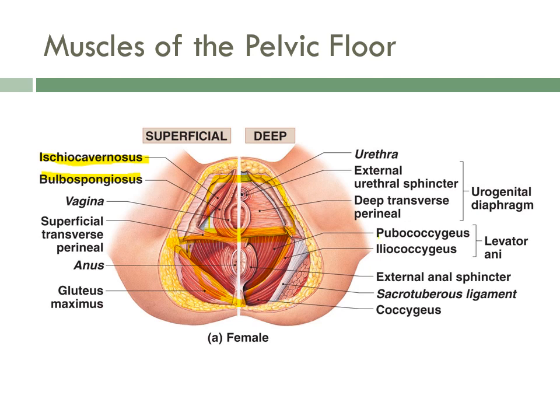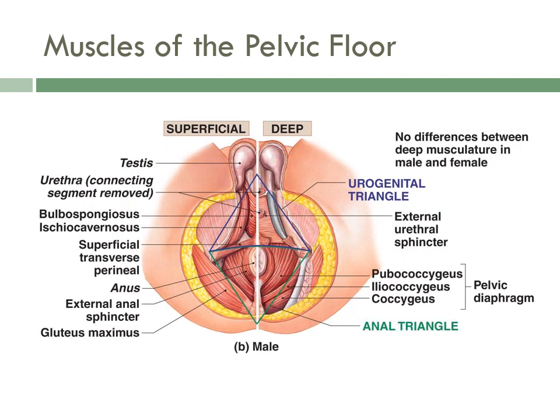We also have a pubococcygeus and iliococcygeus. So those muscles are going to pull on the coccyx and the pubis. So in the male, still we have the bulbospongiosus, the ischiocavernosus, the superficial perineal. So it's all very similar.